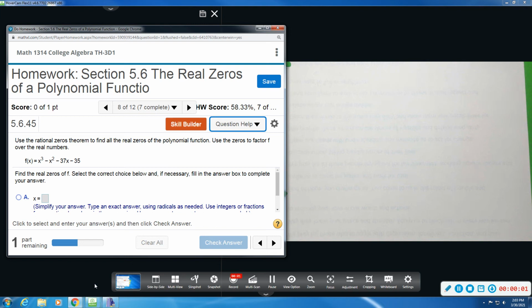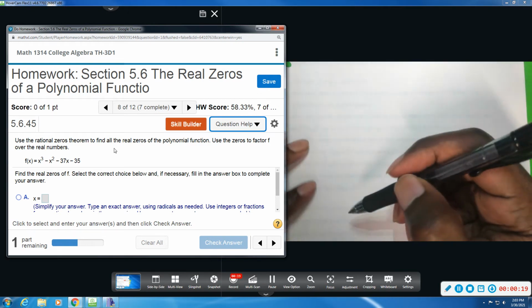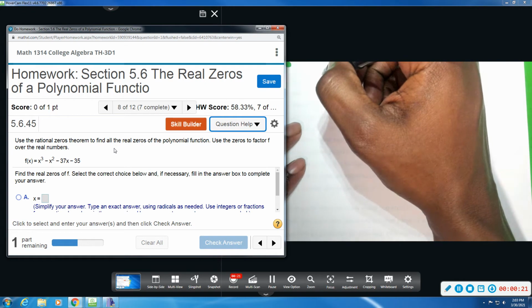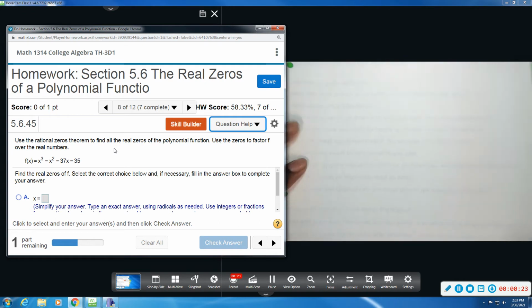All right, number 8. This one wants us to use the rational zeros theorem to find the real zeros of the polynomial. And then we're going to use the zeros to factor f over the real numbers. So we're going to start out by listing all the possible rational zeros.